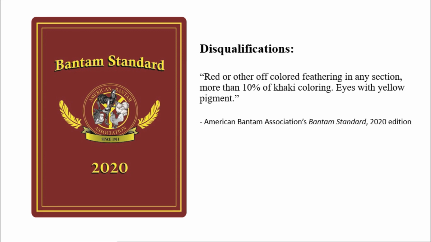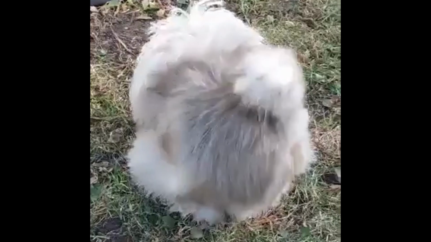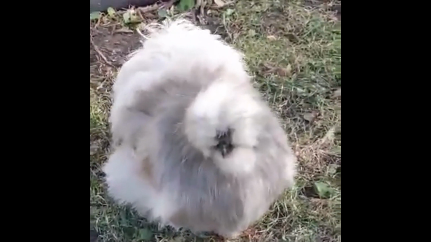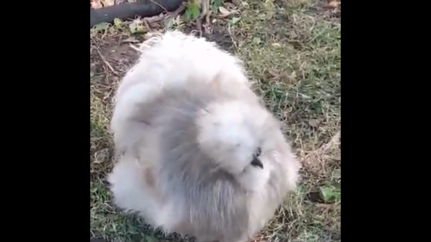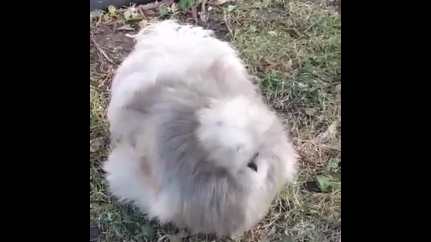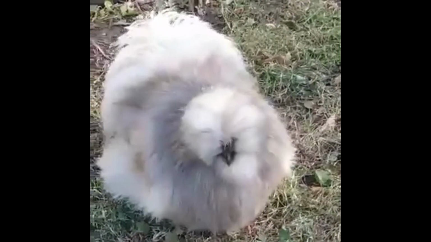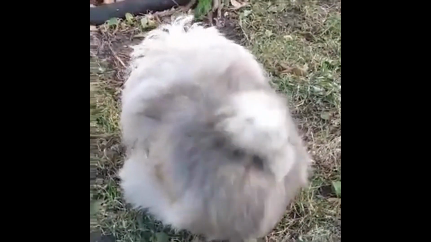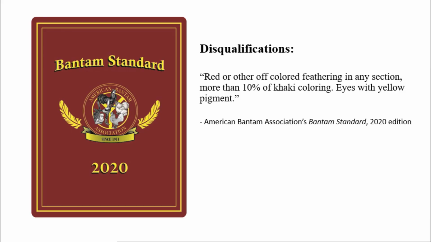The standard also lists disqualifications for the paint variety, such as red or other off-colored feathering in any section, more than 10% of khaki coloring, or eyes with yellow pigment. Keep in mind that this khaki coloring has nothing to do with the khaki variety caused by homozygous dun. This khaki coloring is a grayish, sometimes almost yellow color on the feathers of the bird. This can be bred out, but takes a lot of time and patience. Personally, unless the bird you are using is exceptional in all other aspects and no other options are available, I would not use a bird with lots of khaki coloring.